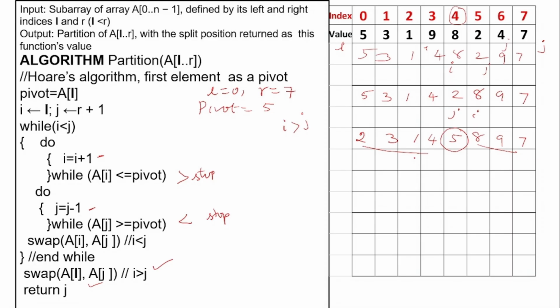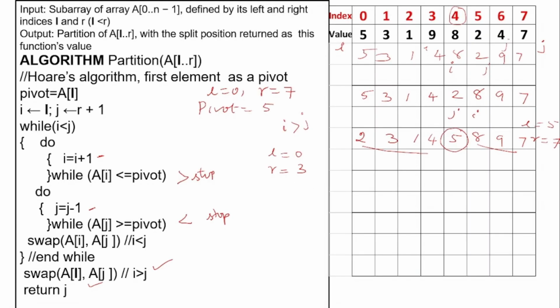So to sort this, again, this is the I position, and this is the jth position. So for this subarray, L is 0 and R is 3. And for this subarray, L is 5 and R is 7. Okay, no problem. R is 7.